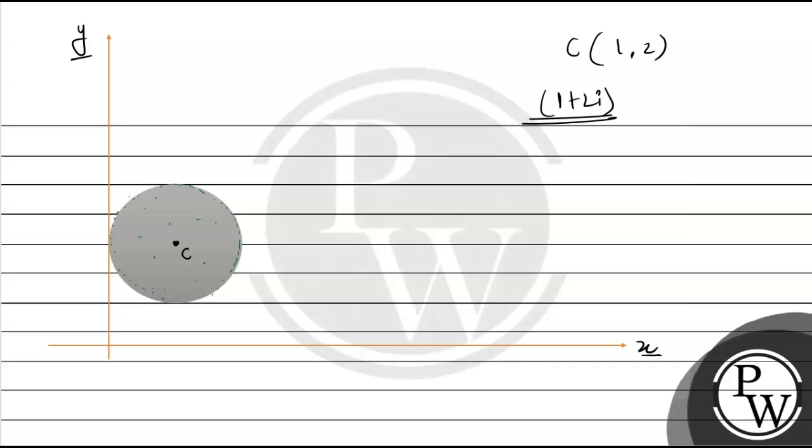These are satisfying that inequality equation. Okay, so that is why we have made a circle like this. Now we will draw one thing. We will draw a line from origin passing through its center. Okay, line from origin passing through its center.